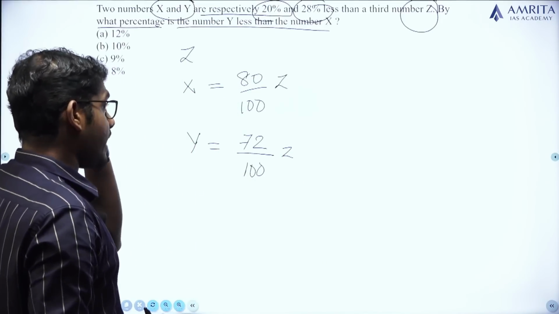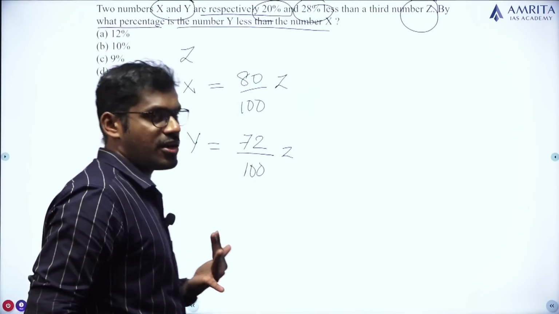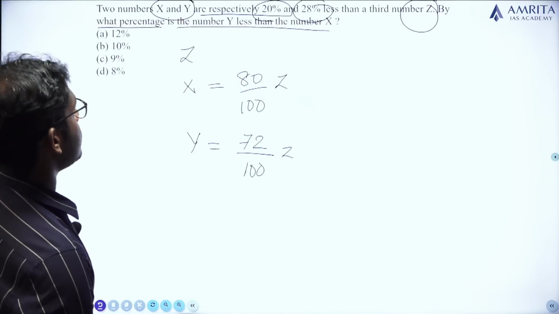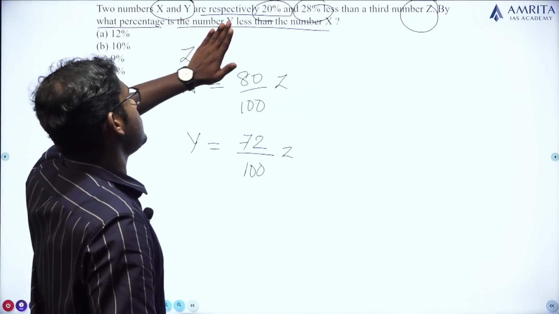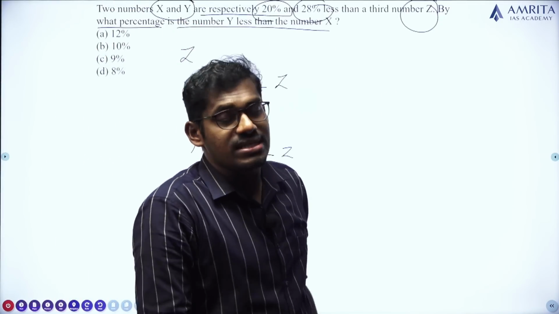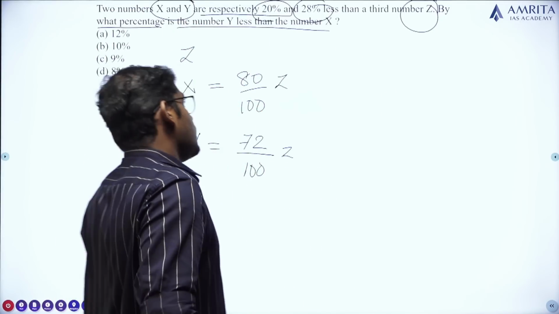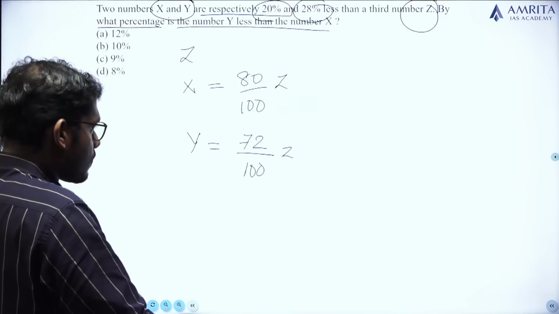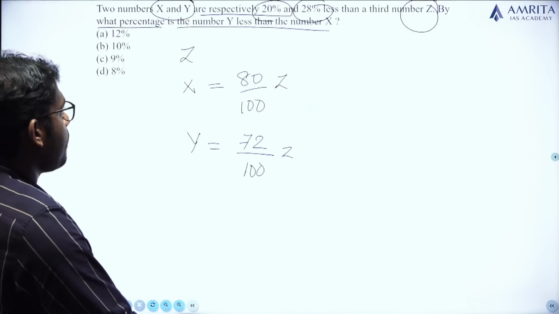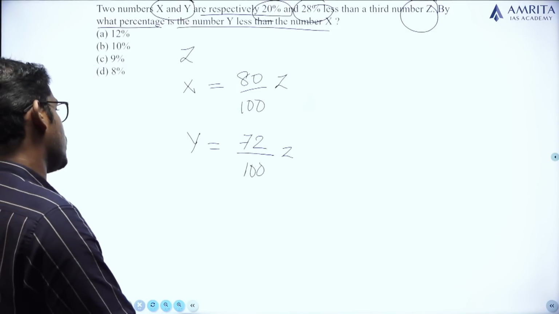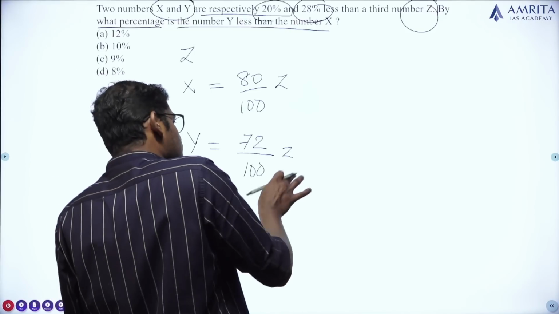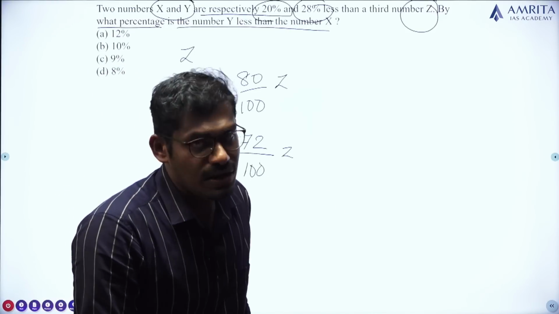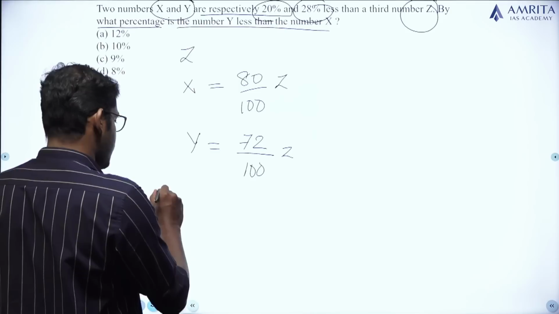So X is equal to 80Z by 100, Y is 72Z by 100. The question asked here is: by what percentage is the number Y less than the number X? Y is the smaller number, X is the larger number out of these two, and we have to find the percentage of difference between these two numbers. Before finding the percentage of difference, we have to find what is actually the difference between the two numbers.